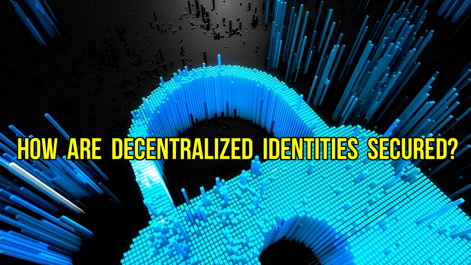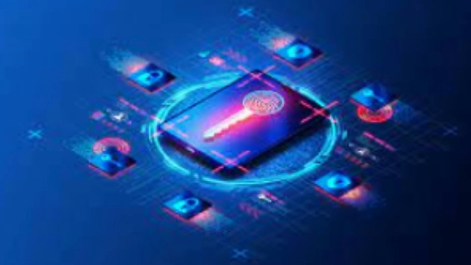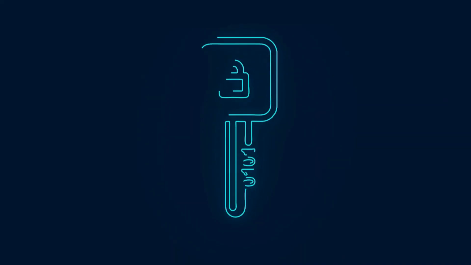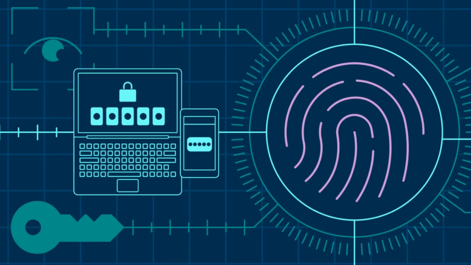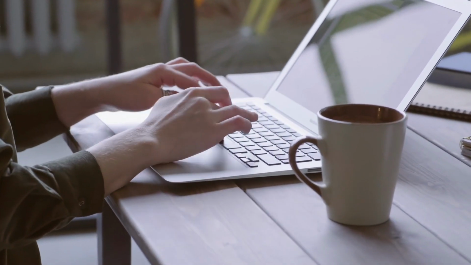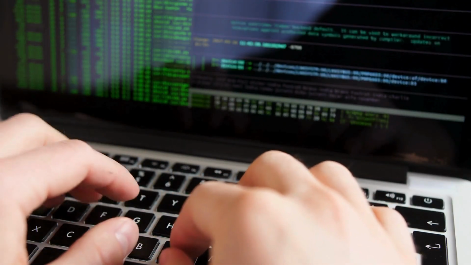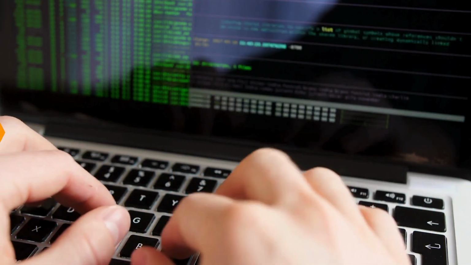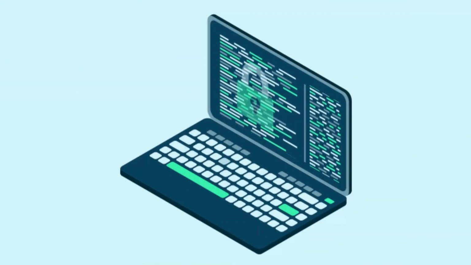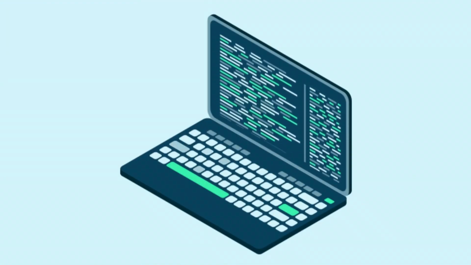How are decentralized identities secured? A key element of securing decentralized identities is cryptography. In cryptography, private keys are known only to the owner, while public keys are disseminated widely. This pairing accomplishes two functions. The first is authentication, where the public key verifies that a holder of the paired private key sent the message. The second is encryption, where only the paired private key holder can decrypt the message encrypted with the public key.